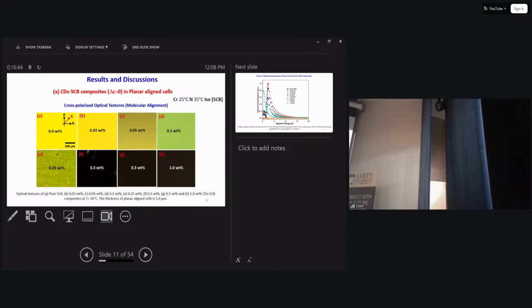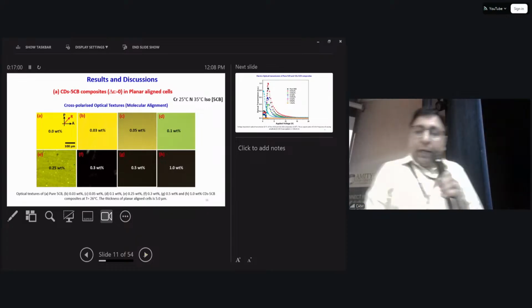What we can see from here is that these carbon dots are able to change the orientation of the molecules from planar to vertical without applying any field. It's simply the job of the carbon dots, at a very small concentration. So we went up to 100%. This is a preliminary confirmation that we got from the optical microscopy.